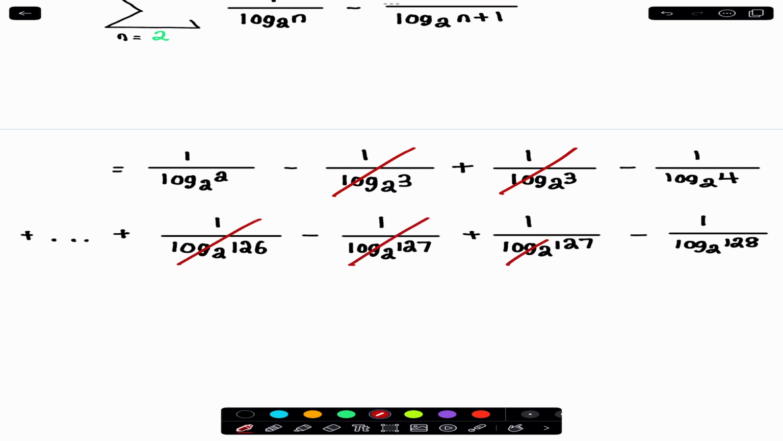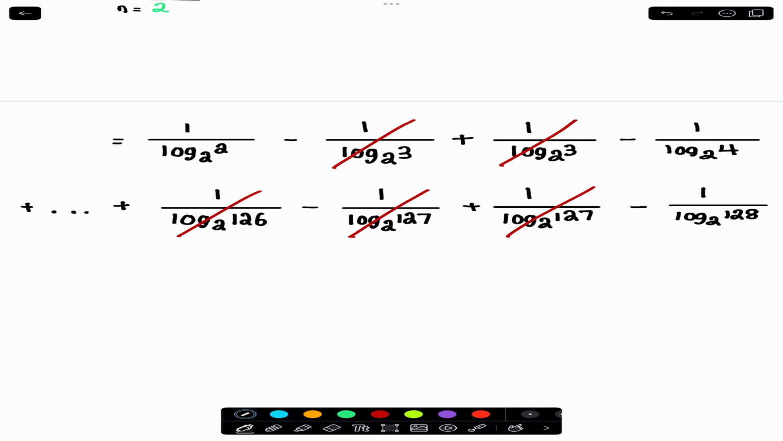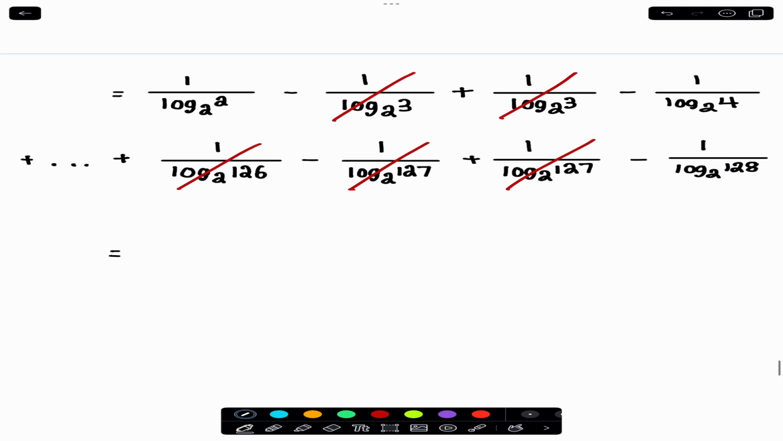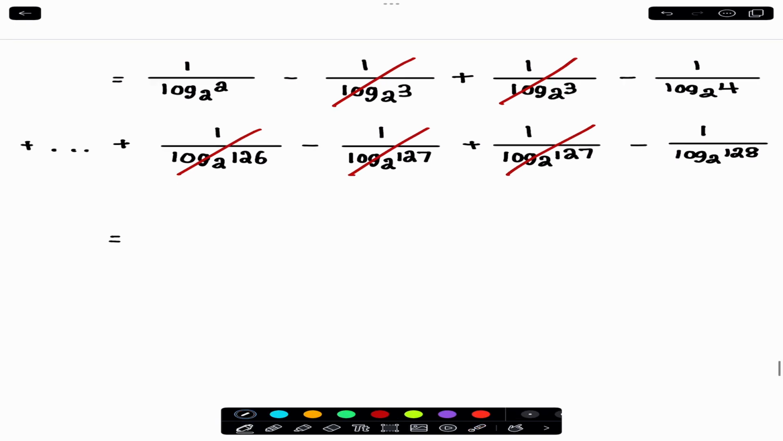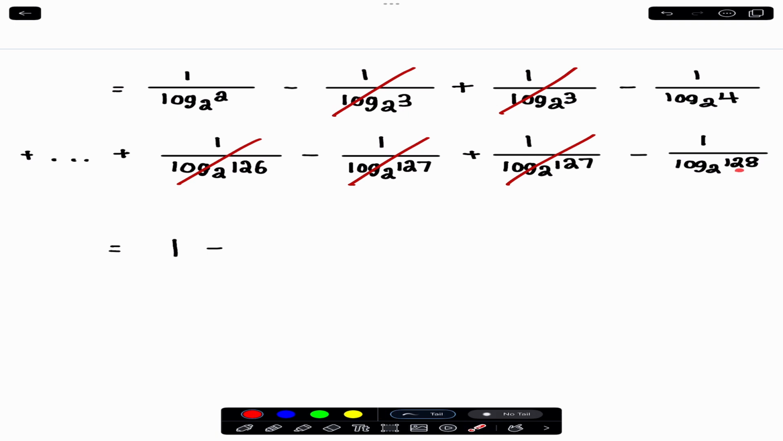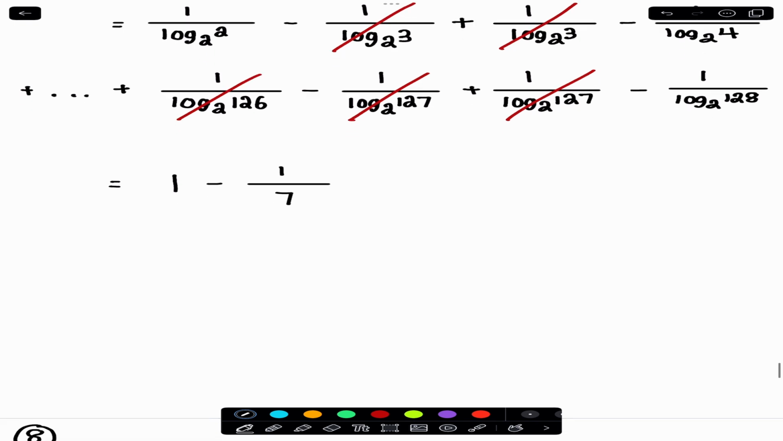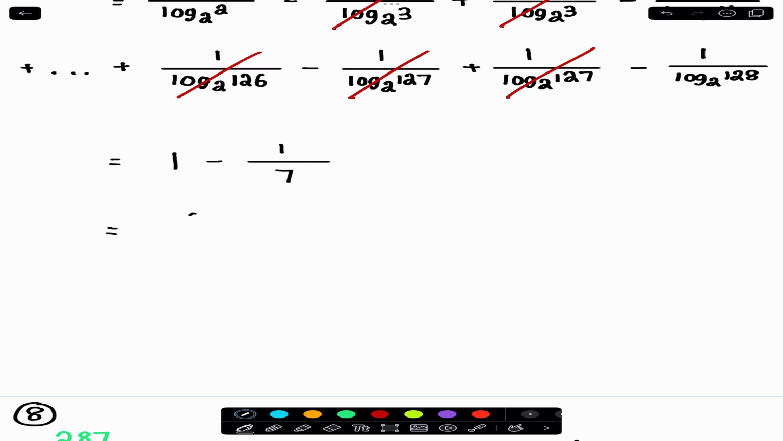So everything in the middle goes, and we're just left with the first and last terms, which can be simplified as follows. So log base 2 of 2 is just equal to 1. So 1 over 1 is 1. And then we're going to take away, since 128 is equal to 2 to the power of 7, this means we are subtracting 1 over 7. So we get a final answer of 6 over 7.